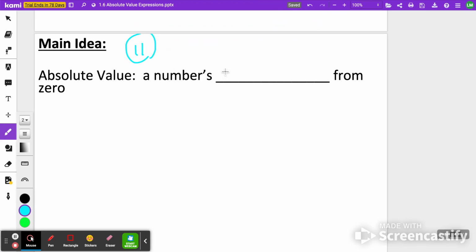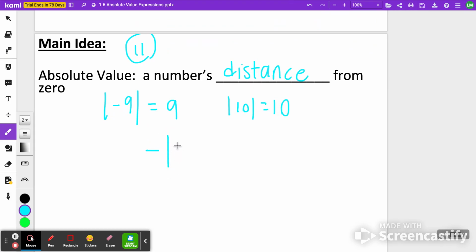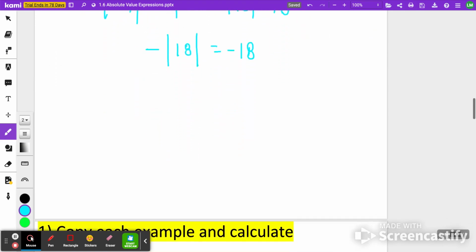Absolute value is a number's distance from 0. So absolute value will look a lot of the times like this. So the absolute value of -9 is equal to 9, or the absolute value of 10 is equal to 10. The only tricky thing is if you have a negative on the outside. Let's say the negative absolute value of 18, it's still going to be what is the absolute value of 18, but you've got to keep that negative on the outside. Let's pause the video now and write down that example and the definition. And when you're ready to move on, go ahead and click play.